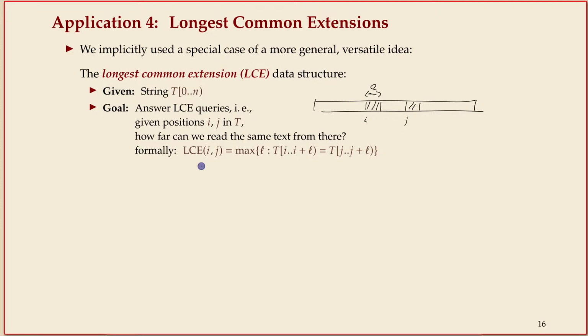The LCE query for i and j is the largest L so that if I read from i and from j for L characters, I get the same string. And because it's the largest L, it means if you take one more character, there's a mismatch. So the next one would be a different character at the two places.